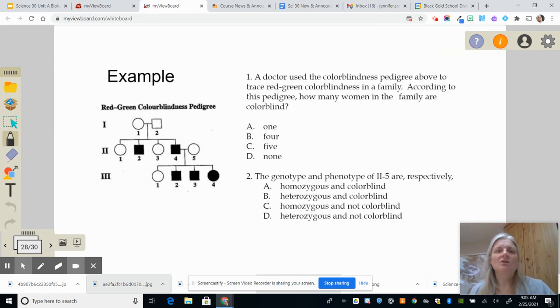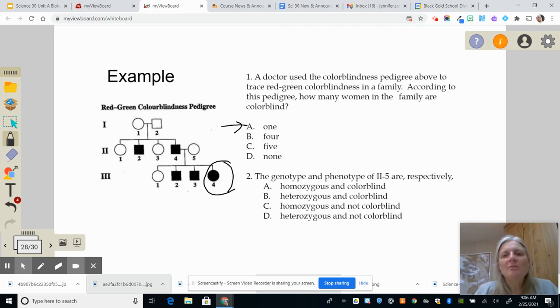There's a question here, an example here. Okay, so now this is a red-green color blindness pedigree. A doctor used the color blindness pedigree above to trace red-green color blindness in a family. According to the pedigree, how many women in the family are colorblind? Everybody's a square except this woman here. So there's only one.